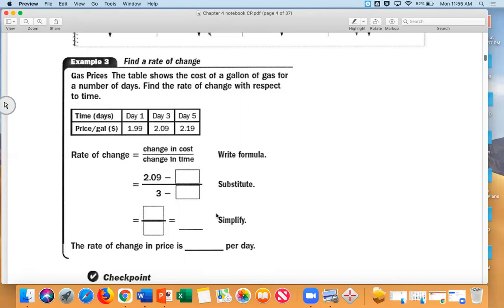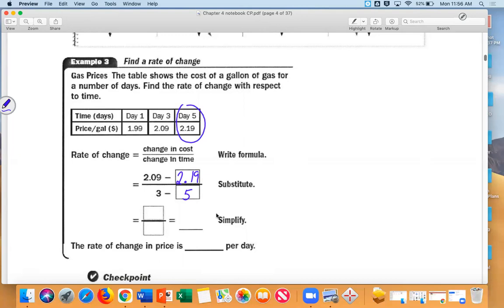Yeah. Now, they picked day 3. What day would you like to pick? Day 1 or day 5? Oh, day 5. So Louis is picking day 5. Louis, what was the price of gas on day 5? $2.19. And it was day 5, right? Yeah. So Louis, what's 2.09 minus 2.19?